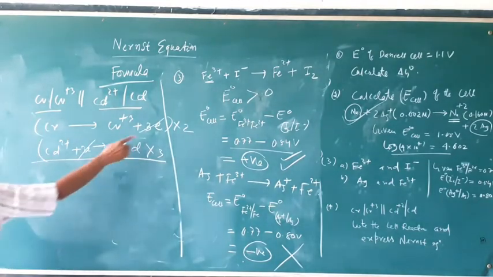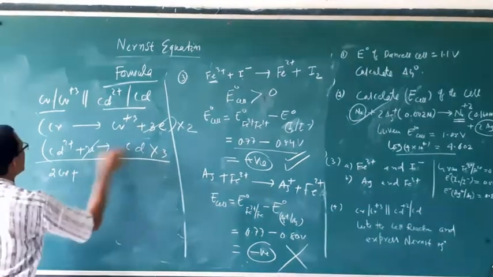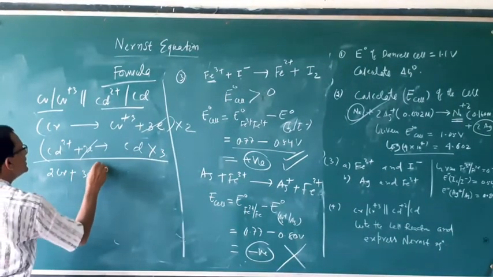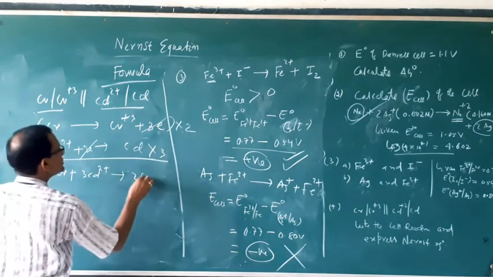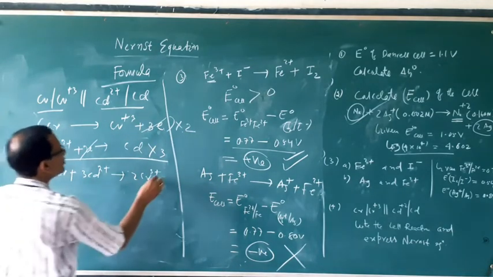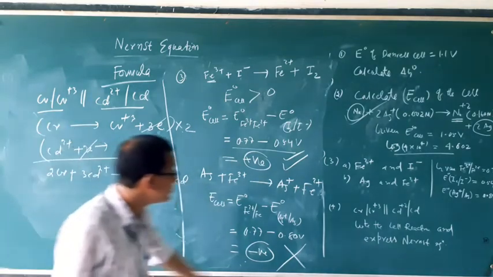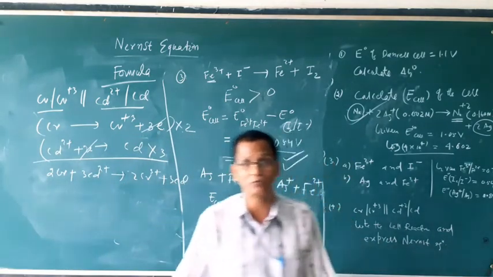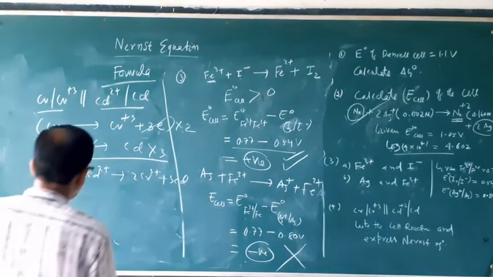Then what is the result? 2 into 2 is multiplied here. 2Cr plus 3Cd2 plus changes to 2Cr3 plus plus 3Cd. This is the cell reaction. But what is the question? Express the Nernst equation. Very important, this one. How can we express it?